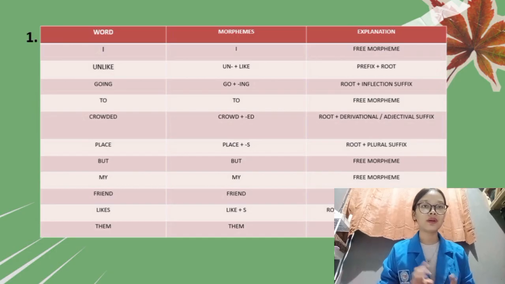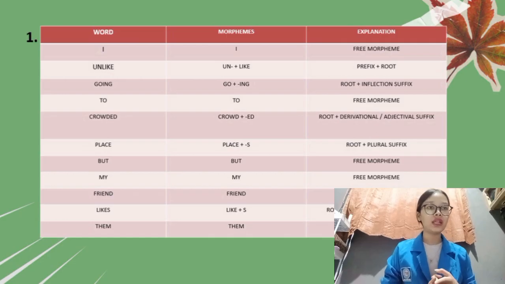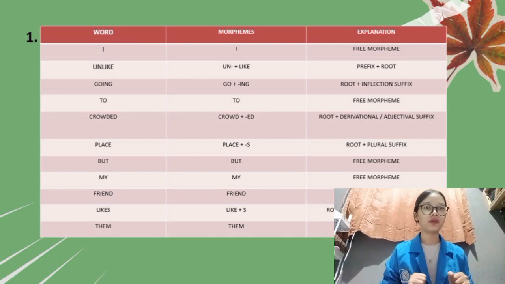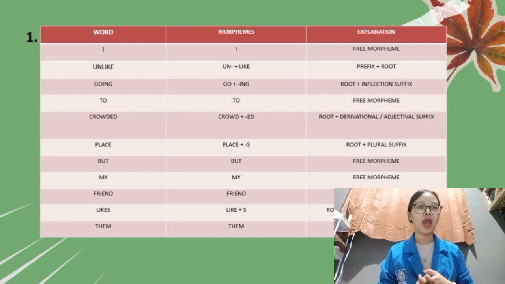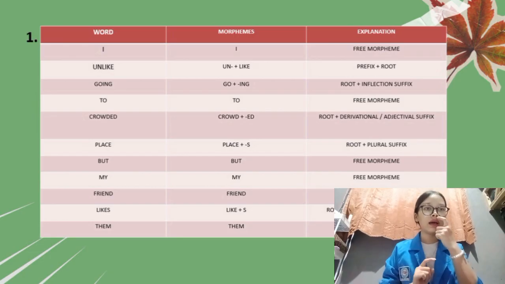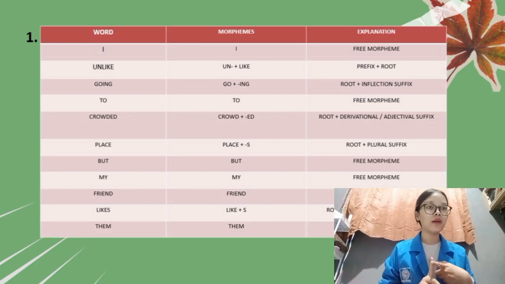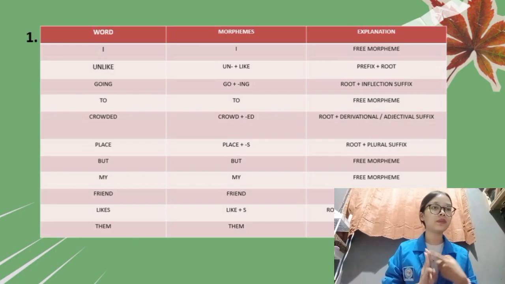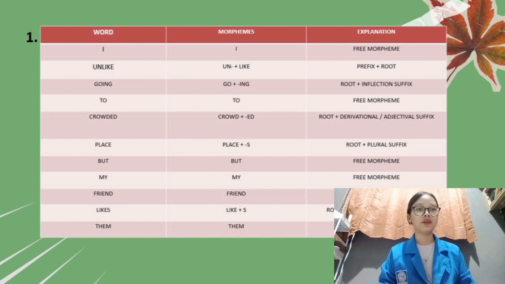The next we have "friend." The morpheme is "friend," and the explanation is free morpheme. The next we have "likes." The morpheme is "like" plus "-s." The explanation is root plus third person singular suffix.